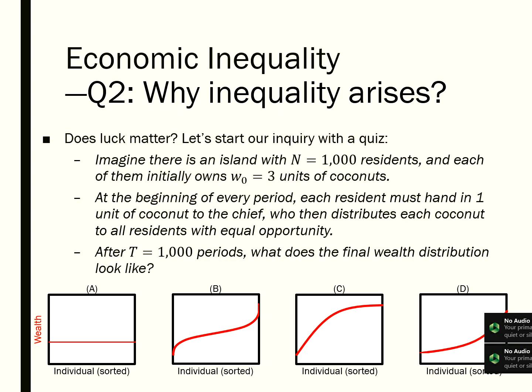But the simulation shows that the eventual distribution is B. There are some very rich people at one end and very poor people at the other end, just like in reality.